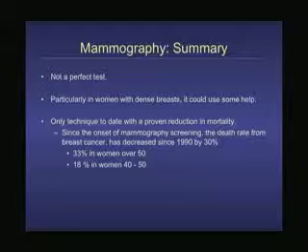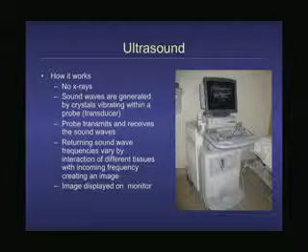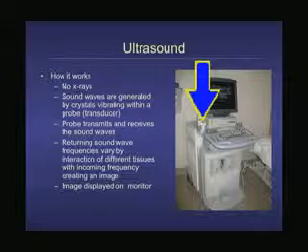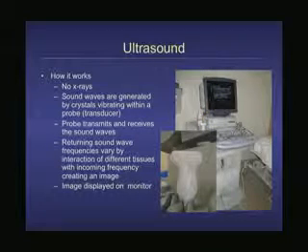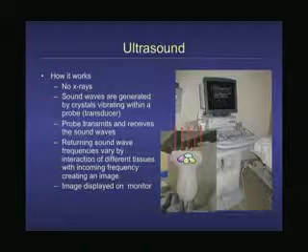So what about ultrasound? How does that work? This is an ultrasound machine. It's kind of a big unit, but this little guy right here, this transducer or probe, is where all the money is. Inside that little probe, there are crystals, and they vibrate, and they send out sound waves. And the way those sound waves interact with the breast tissue, how it changes that sound wave when it comes back, is what creates the images. So there are no x-rays. That's kind of nice. And then the image is displayed on a monitor over here.